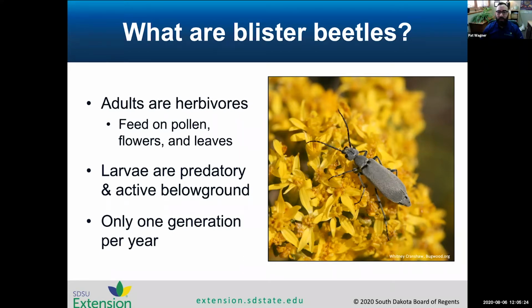The larvae, on the other hand, are a little bit different. They're predatory, and they're active underground. In the soil, they're mostly feeding on grasshopper eggs, and I'll talk about that a little bit more later on as well. There's only one generation of blister beetles per year. So what shows up initially is what's going to be there for the rest of the year.